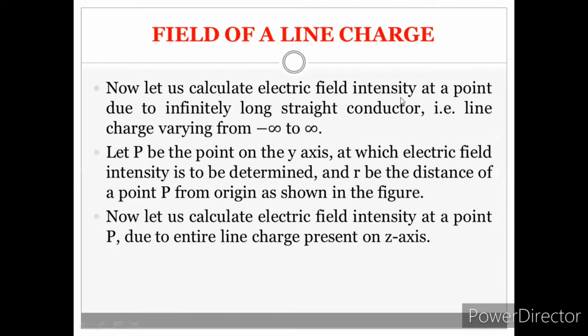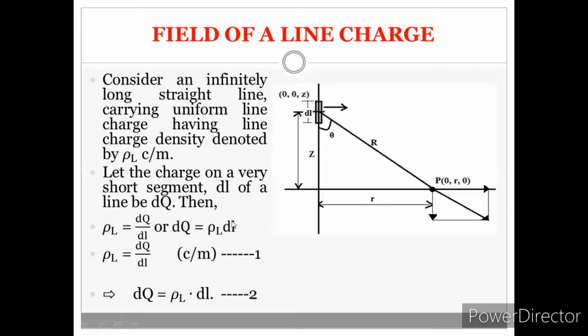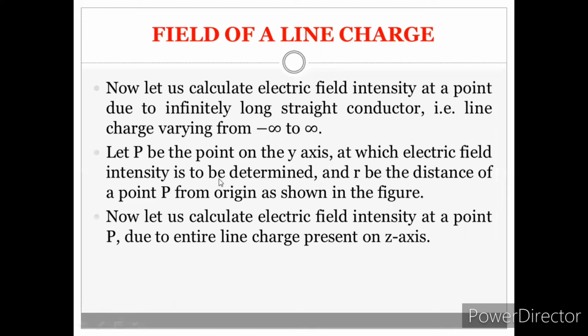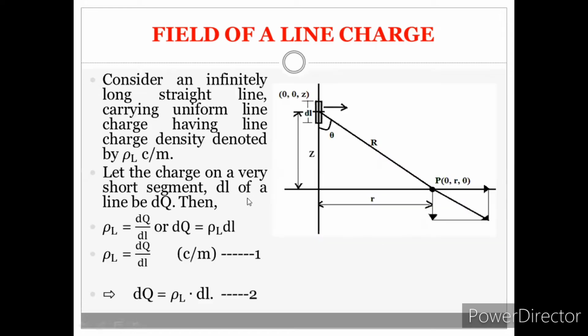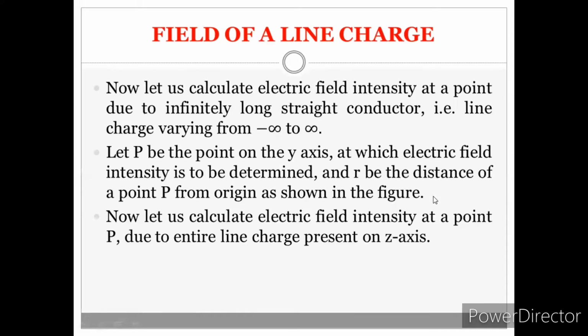Now let us calculate the electric field intensity at a point due to an infinitely long straight conductor, that is, a line charge varying from minus infinity to plus infinity. Now let P be the point on the y-axis at which the electric field intensity is to be determined, and r be the distance of point P from the origin as shown in the figure. So if you observe, let P be the point on the y-axis, and the distance between them is r.